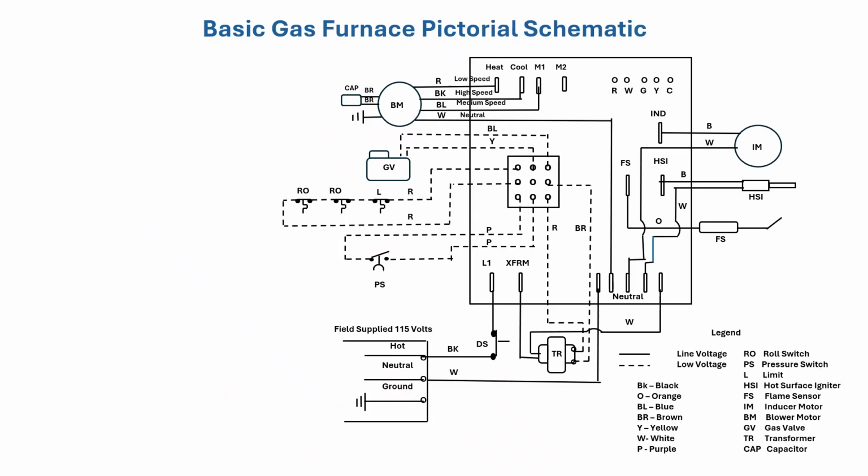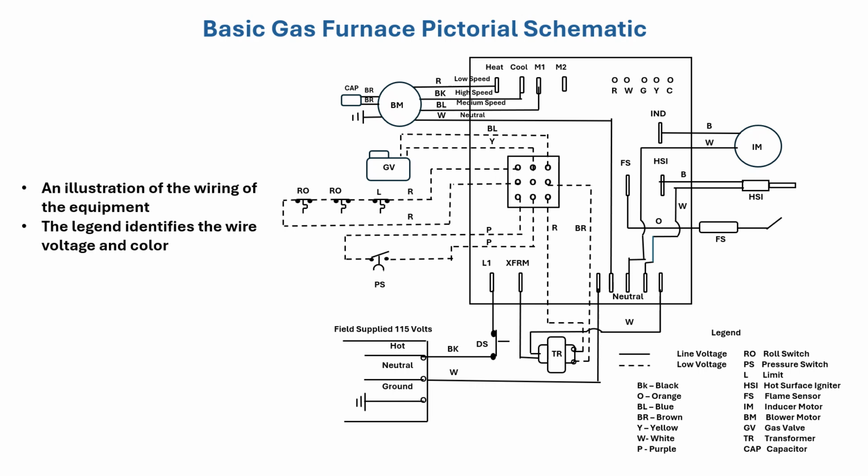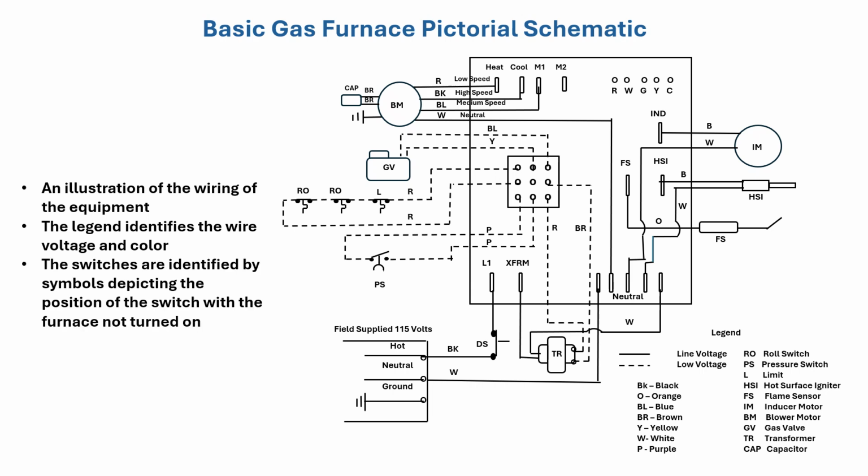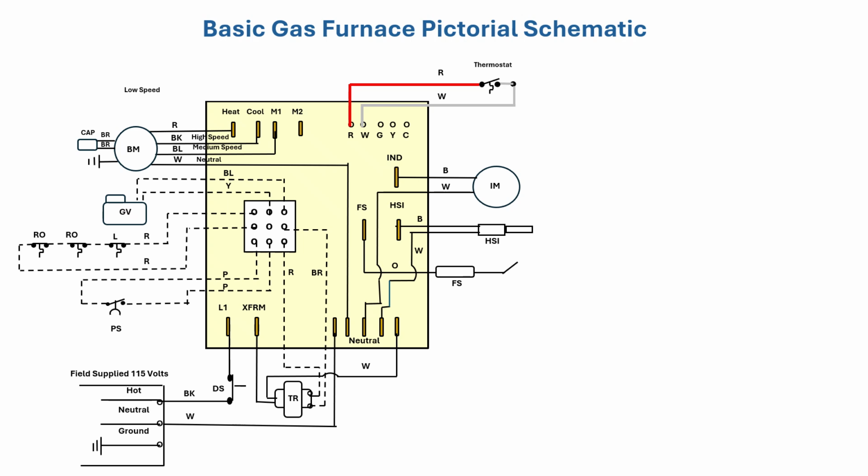This drawing is a basic gas furnace pictorial schematic, which is an illustration of the wiring of the equipment. The legend identifies the wire voltage and color. The switches are identified by symbols depicting the position of the switch with the furnace not turned on. All modern furnaces have a control board, and the technician needs to understand the sequence of operation.